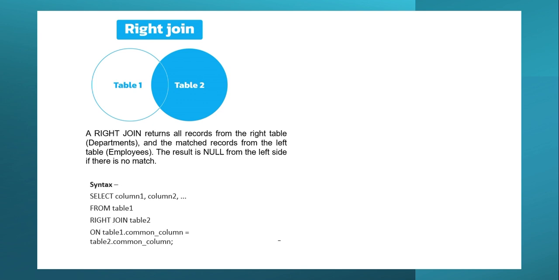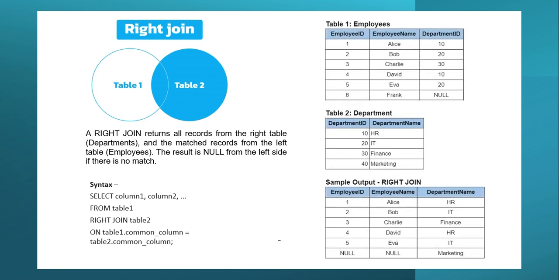Let's understand the right join again with the help of the same example of employees and departments, which shows the sample output of the right join. So when we look at the tables, the employee table has 3 columns, the department table has 2 columns, and then we have made the right join. So the employee Alice with employee ID 1 has department ID 10 and it matches with the HR department, as we can see here.